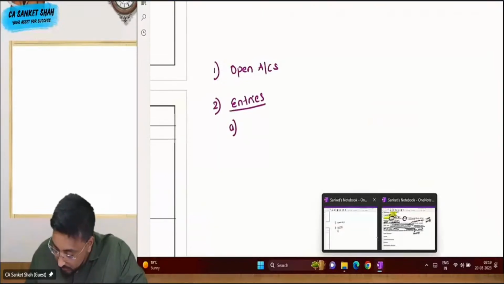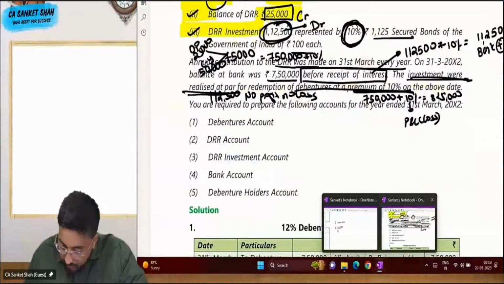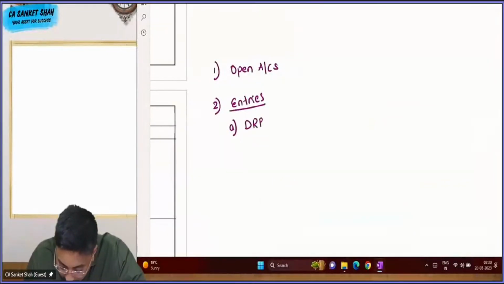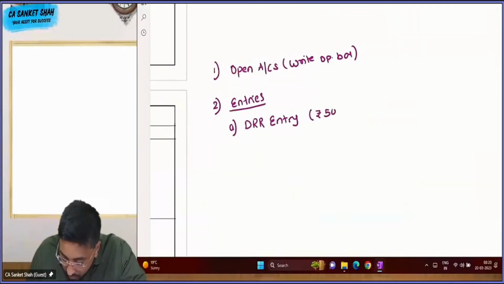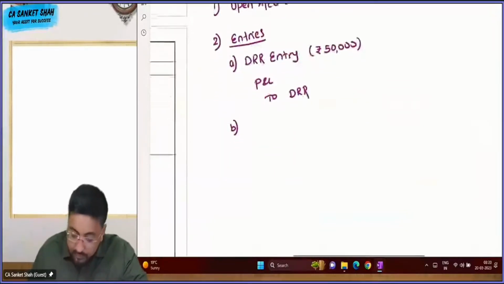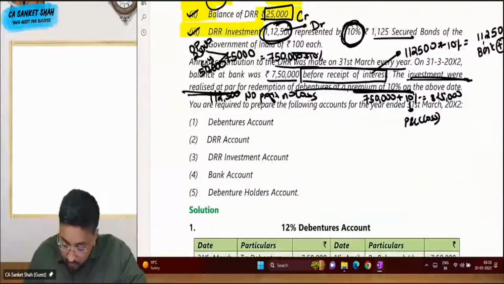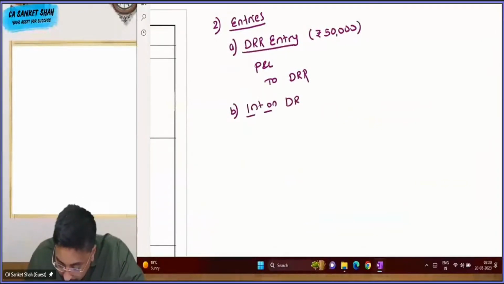First entry, beta: 75,000 DRR entry. First entry, DRR entry. Here write opening balances. Open accounts and write opening balances. DRR entry: rupees 50,000, P&L to DRR. Second entry: bank interest, interest on DRR investment.